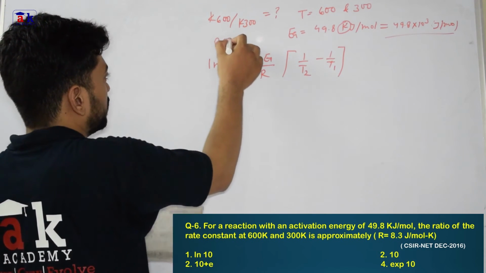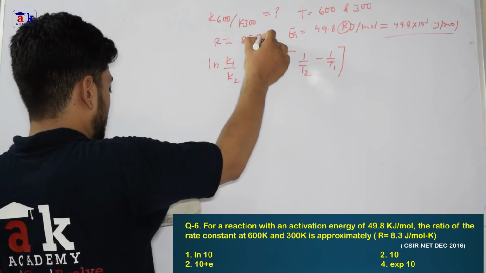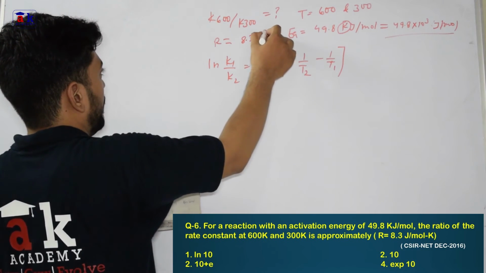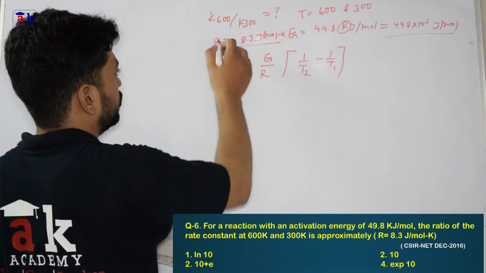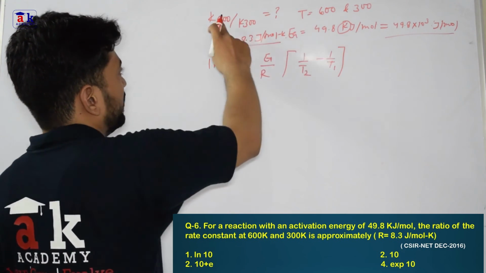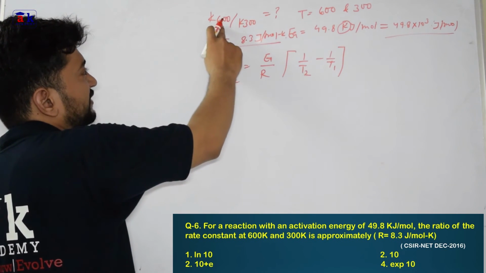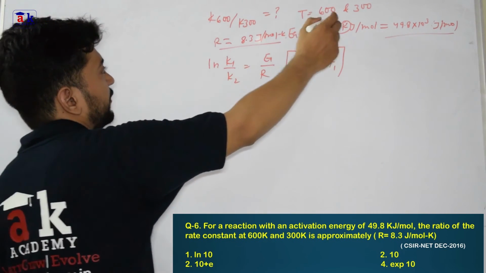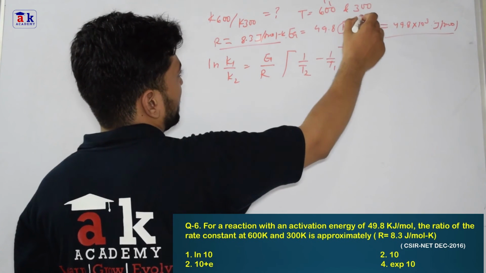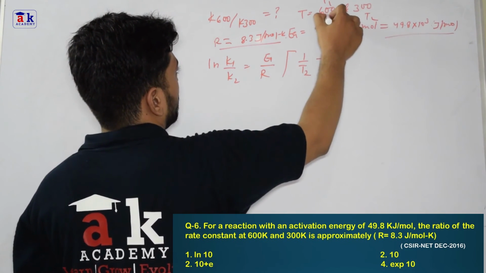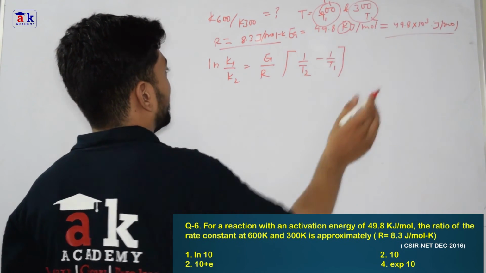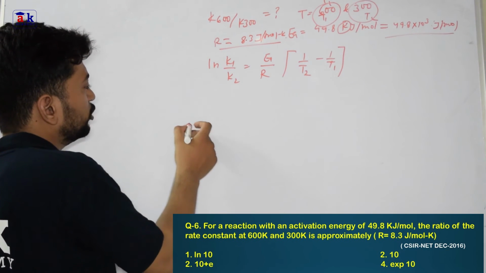Here R is also given. R is equal to 8.3 joule per mole per Kelvin, right? Now put all the values over here, because here we can consider this 600 as T1 and this 300 as T2. So put it over here.